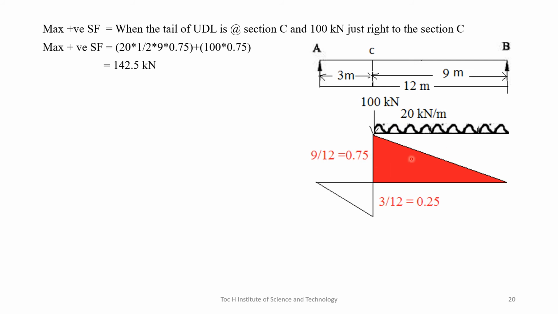Here you can see also a right angle triangle. So intensity of load, that is 20, into half BH, that is half into 9 into 0.75, plus 100 into 0.75, that is this ordinate, L minus Z by L. So the maximum positive shear force value is equal to 142.5 kilonewton.